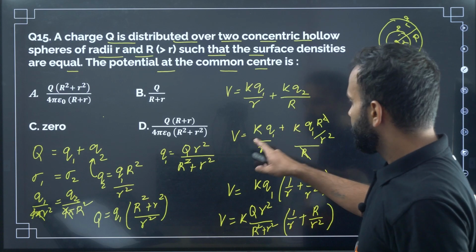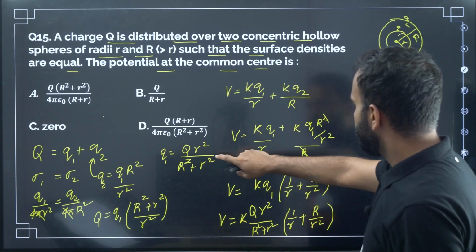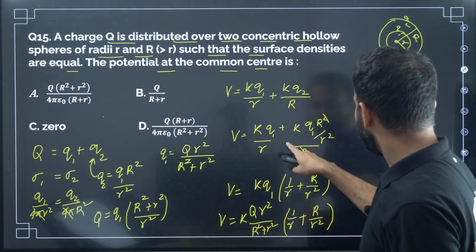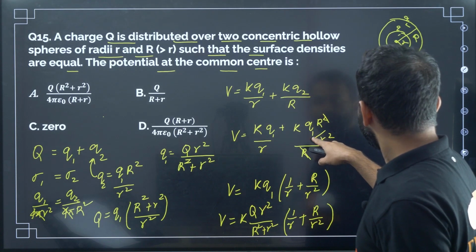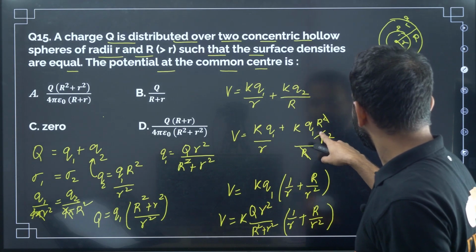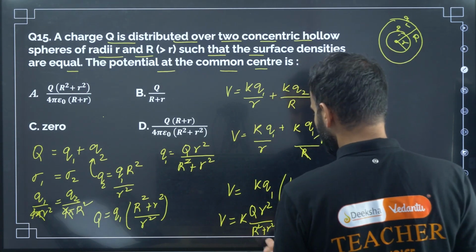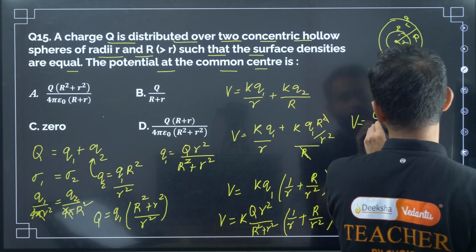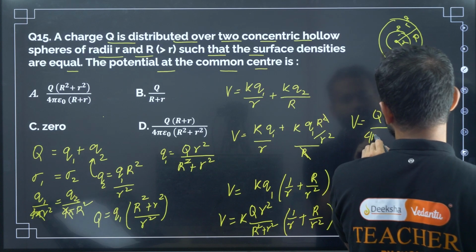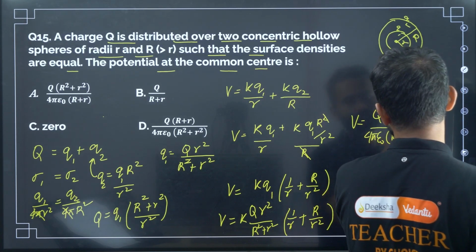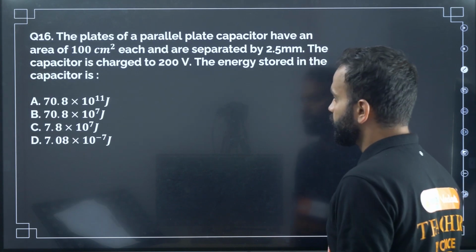So let's see. We have Q2 correctly, and then here Q1 is Q r square divided by (r square plus R square), right? So KQ1 divided by small r, KQ2 by capital R. Q1 r square by R square, small r will get cancelled, so this will be R square. Yeah. So now solve this, you will get V equal to Q into (r plus R) divided by 4 pi epsilon naught (r square plus R square), since K is 1 by 4 pi epsilon naught. So the correct option is D. Next question, question number 16.